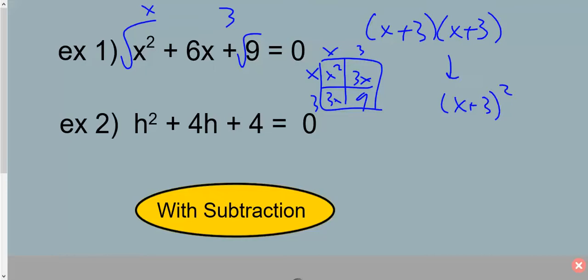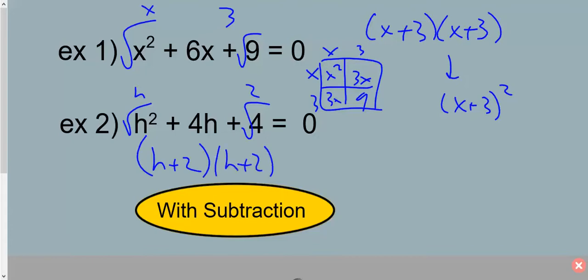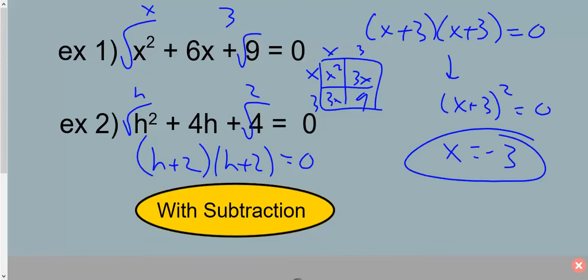Square root this, you get h. Square root this, you get 2. h plus 2 times h plus 2. Now these have equal signs. I just noticed that. So I should put an equal sign here. So x equals negative 3. And this one, h equals negative 2.